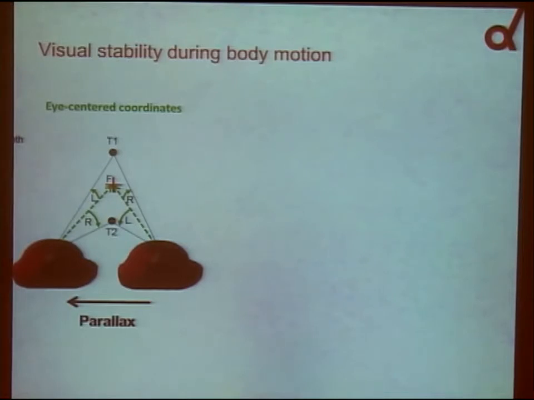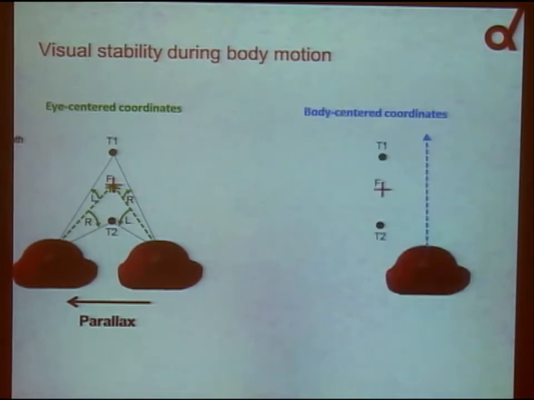Now suppose that there are also neurons that encode space in a body-centered reference frame. Body-centered coordinates. Same two objects.